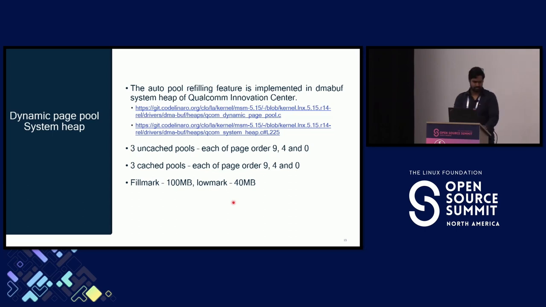So just to reiterate, your different order sizes relate to the size of the allocation. So order 0 is 4K and order 9 is 2 megabytes, yes. Okay.